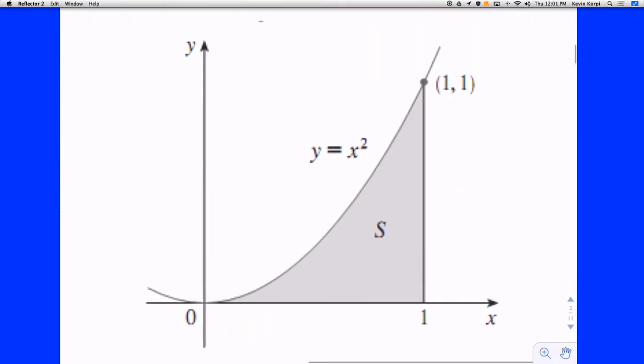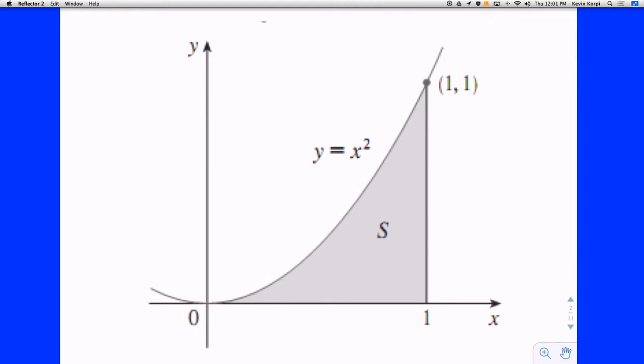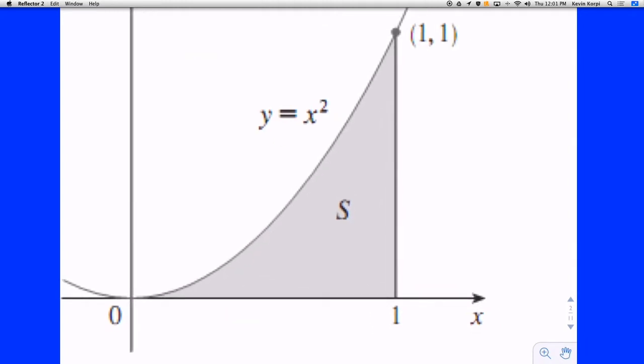Okay, so we look over here, graph's already given. We've got y equals x squared. We're looking from 0 to 1. We're trying to find the area of the region bounded by the graph and the x-axis. They called it S.